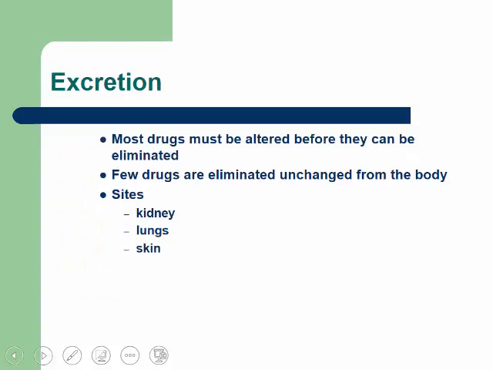Excretion. Most drugs have to be altered before they can be eliminated because most drugs are fairly nonpolar in order to get absorbed. So they have to become more polar then to get out of the body. It's kind of tricky. Some drugs are eliminated unchanged from the body, usually through the kidneys, but also you can exhale the drugs through the lungs, or it can be secreted through the skin.